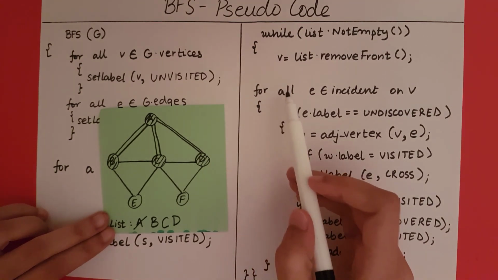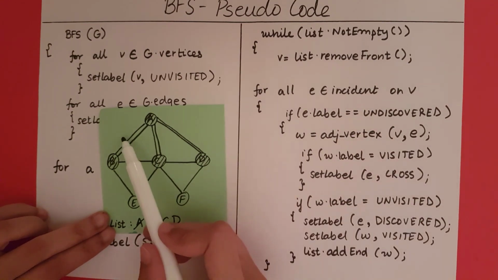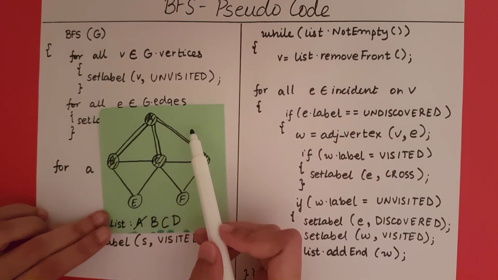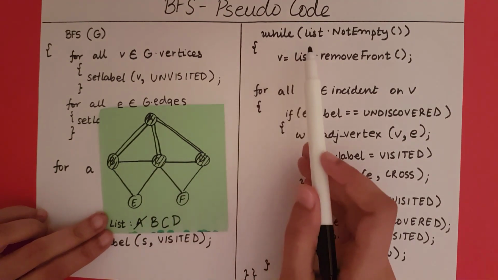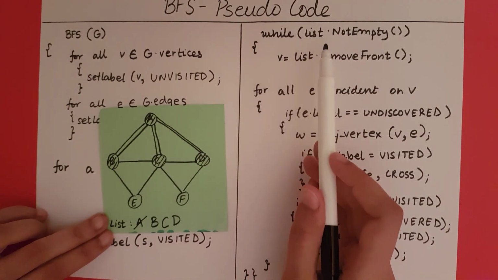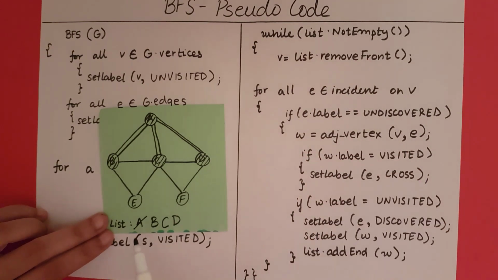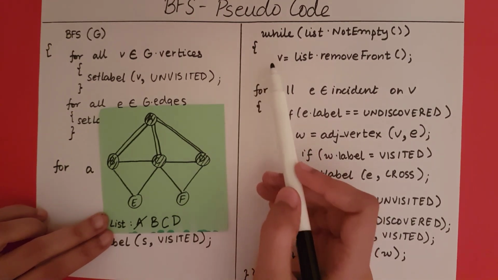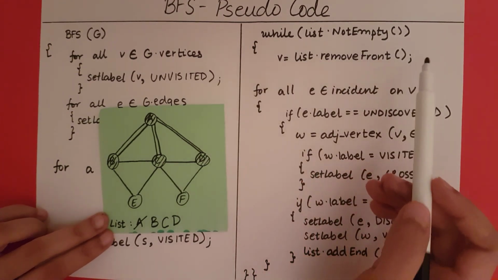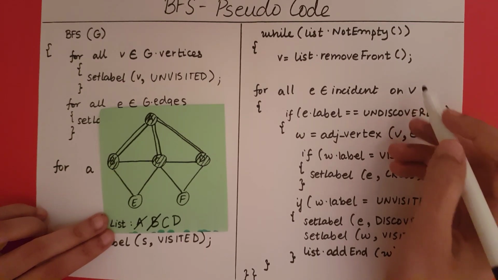Now I go back here. Are there any more edges that are incident on A? No, there are no more edges incident on A. So we go to the next iteration of this loop. While list is not empty. Is the list empty? No. So we can go into the loop. V is equal to list dot remove front. So I'm going to remove B from the front of the list, and that is going to be my V.